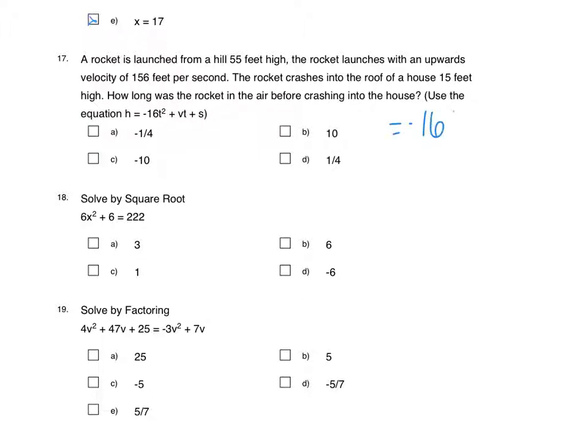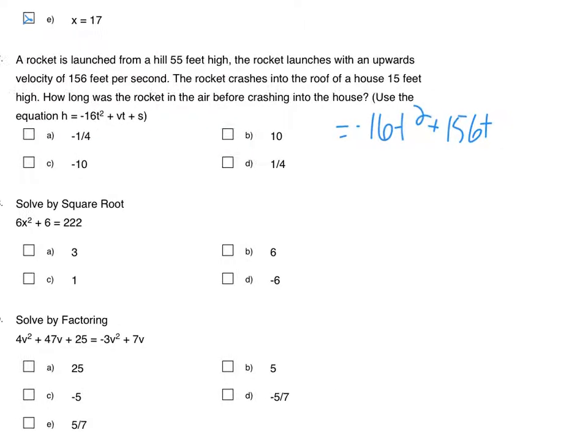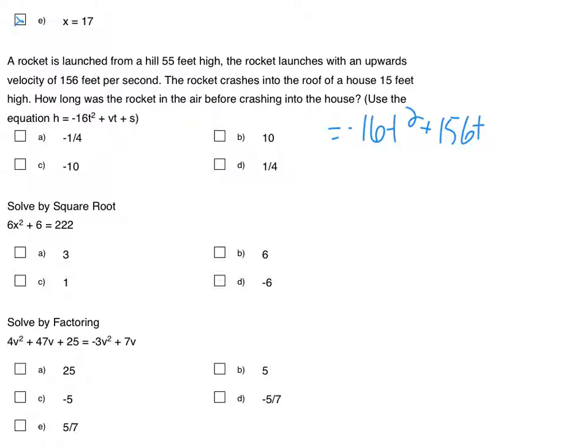They already gave us the negative 16t squared. Our velocity is our v, which they point out very nicely for us, so it's 156t. Now s is your starting height. Okay, so your starting height is 55 in this one, and then your ending height is your h, which is 15. So some of us, as I was walking around yesterday when we were working on this, were flipping those. So make sure your starting height is where the object starts. H is your ending height. That's where the object ends.